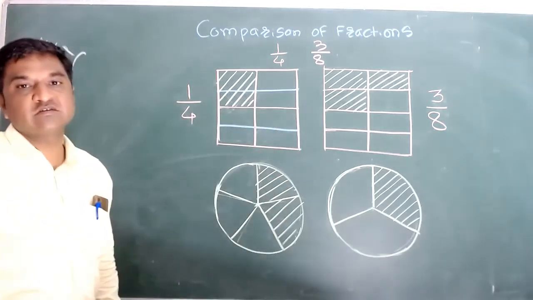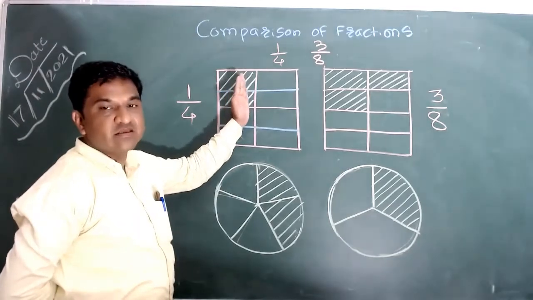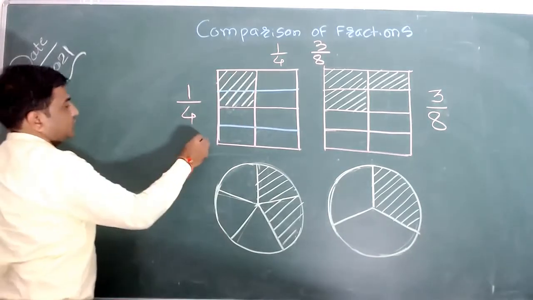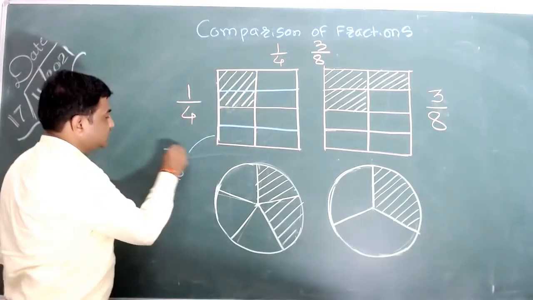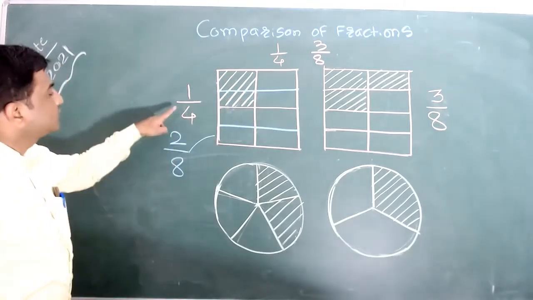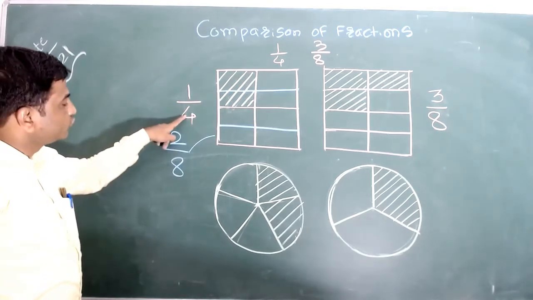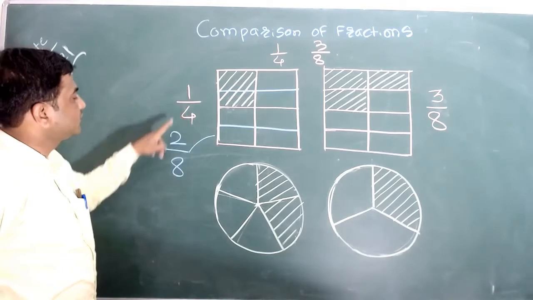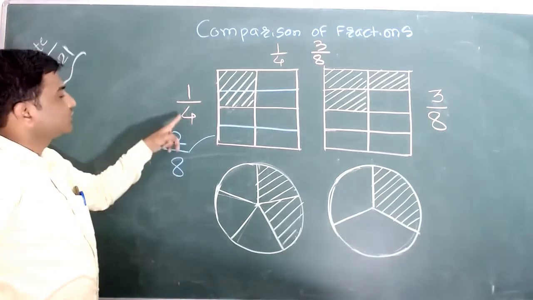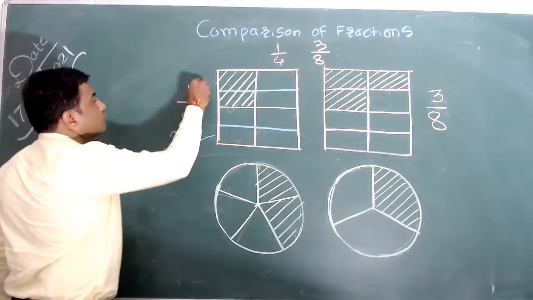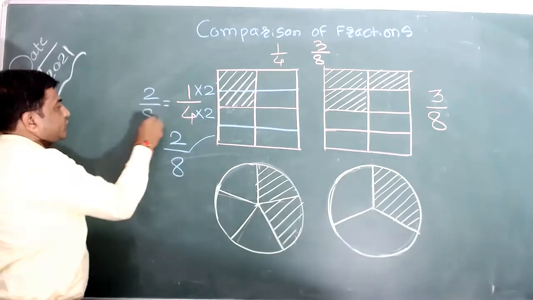you'll find that the number of parts made in this square will become equal to 8, and the number of shaded parts will automatically become equal to 4. Here you can see that 4 becomes twice, that's 8, and 1 becomes twice, that is 2. So this becomes the equivalent fraction of 1 by 4, where we multiply 1 by 2 and 4 by 2. So this fraction will definitely become 2 out of 8.